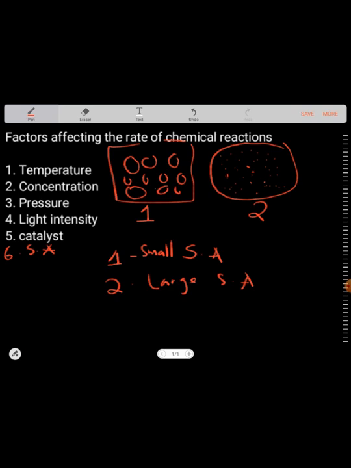So increasing the surface area, like in this case, increases the rate of a chemical reaction. While when you reduce the surface area, like in this case, you are going to reduce the rate of a chemical reaction.